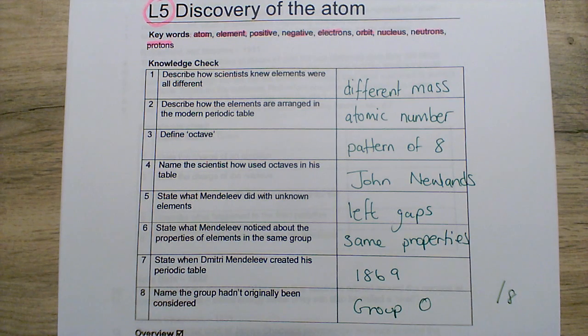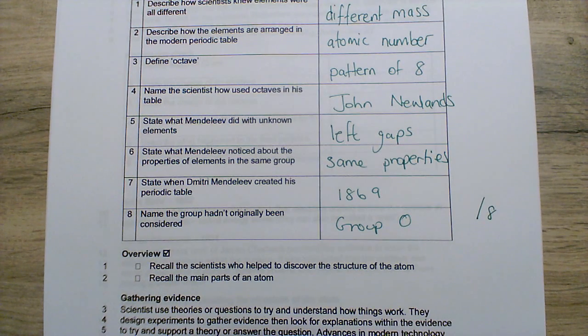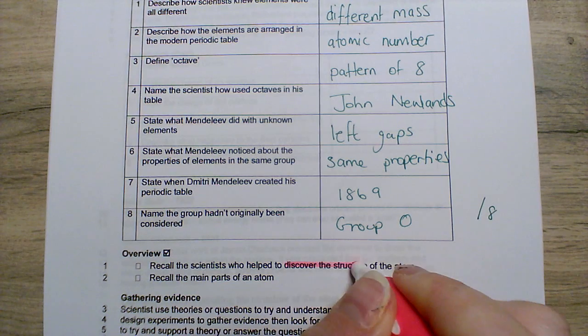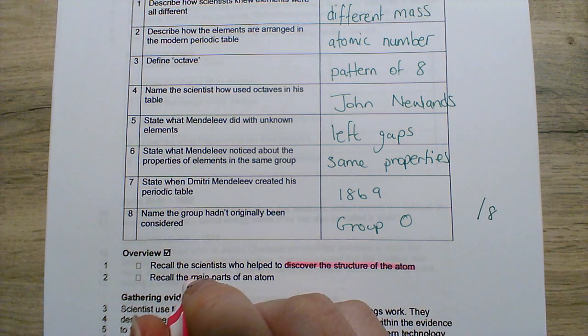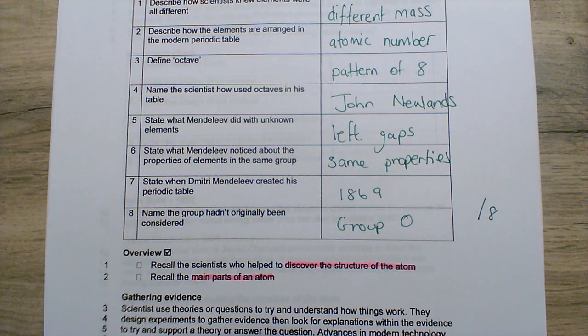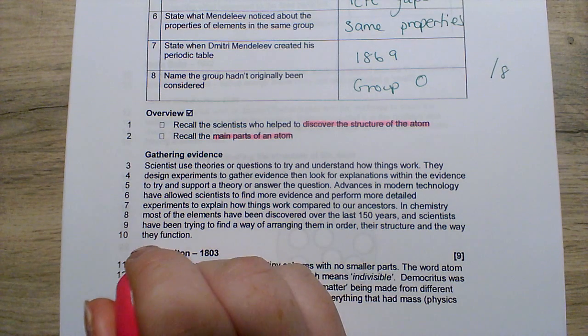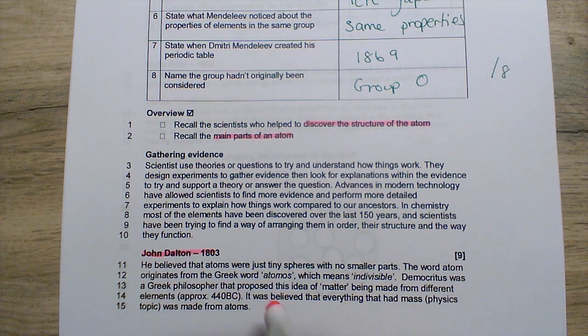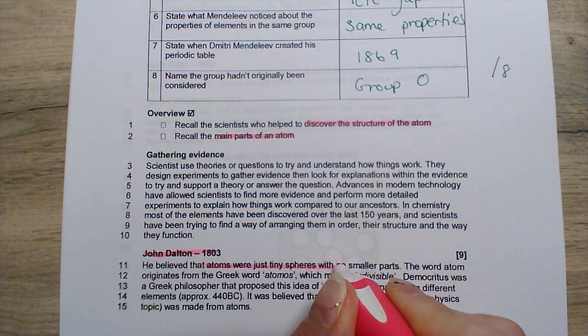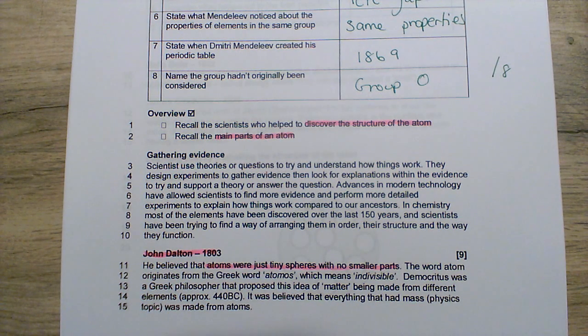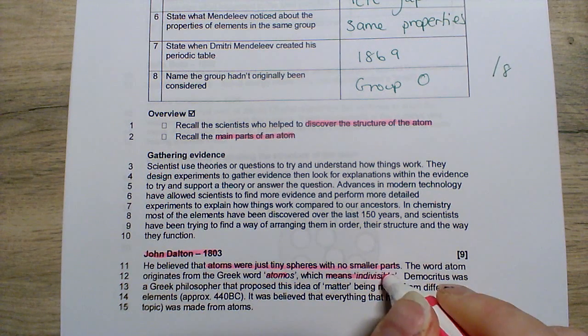So, today we've got 2 key things to look at. We're going to look at the discovery of the structure of the atom, and then we're going to look at the main parts of the atom. Okay, so the first scientist we need to have a look at is John Dalton, and in 1803 he believed that atoms were tiny spheres with no smaller parts. That's why the word atom originates from the Greek word atomus, which means indivisible.